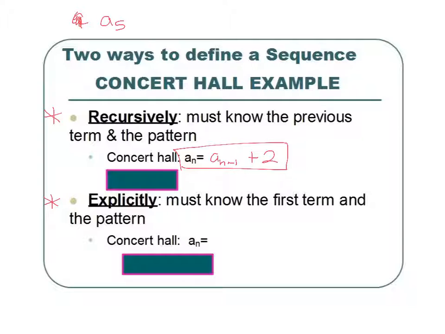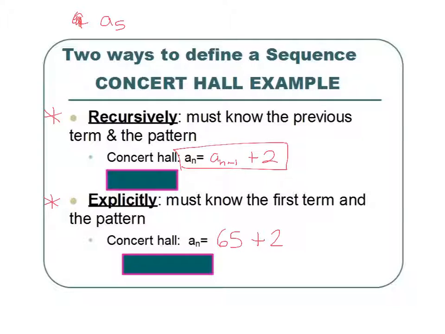So if we were going to try to use it in our concert hall problem, to get to the 40th term, we'd have to know the 39th, and thus the 38th, and so that would take us forever. So not super helpful in our concert hall problem. All right, let's look at an explicit rule. For explicit, you have to know what the first term is, and we know that in the concert hall, the very first row had 65 seats in it. And then we also have to know the pattern. Well, we are adding 2.